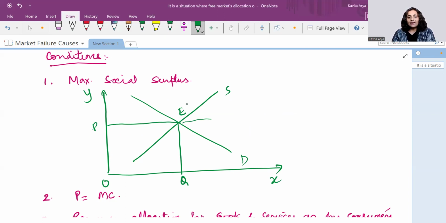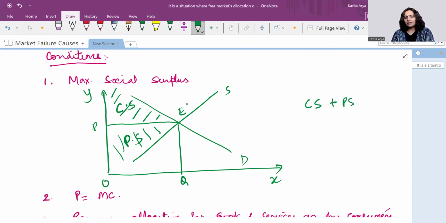We do know that the gap between the demand curve and the price is called the consumer surplus. And the gap between the price line and the supply is called the producer's surplus. And this together, consumer surplus plus producer surplus, will give you the total surplus or the social surplus, the whole surplus in the economy by that production work. Right. So this should be maximum.